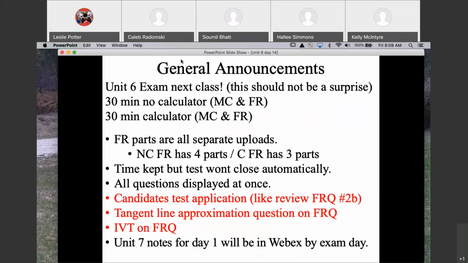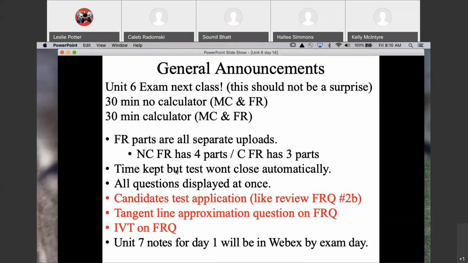Okay, so general announcements, Unit 6. It's actually not the next class. It's Tuesday. Same format. I don't change that because it's all old AP stuff. Just a heads up, free response: the no calculator has 4 parts. The calculator this time has 3 parts, just to help you budget your time. I'm still keeping the time on the test, but it won't close automatically. Remember, we're supposed to be doing these in about 30 minutes.